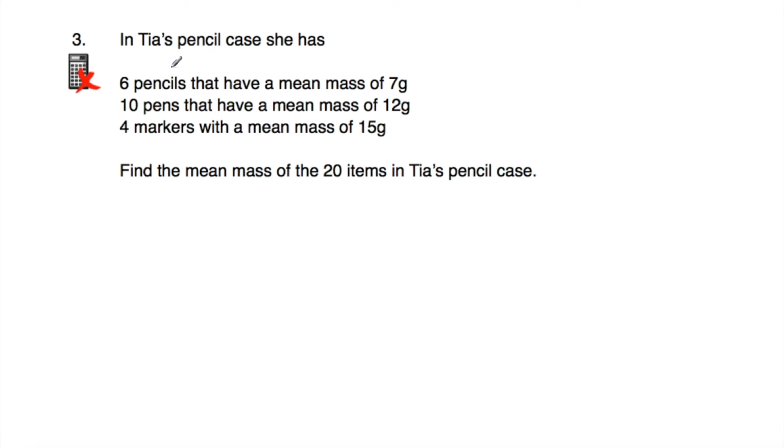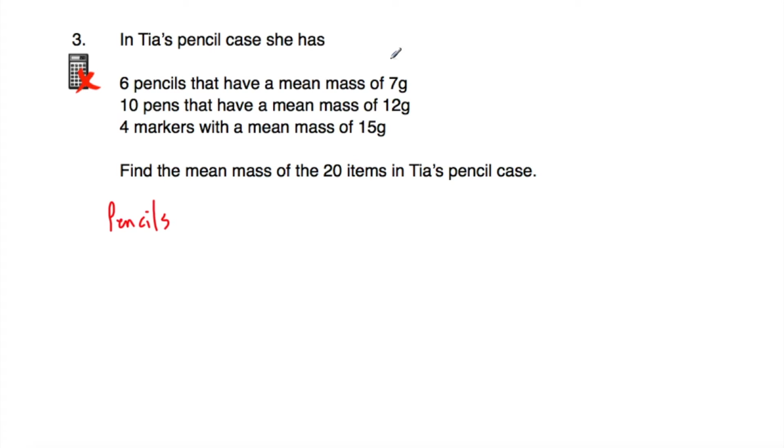Question number 3 says, in Tia's pencil case, she has 6 pencils that have got a mean mass of 7 grams, 10 pens that have got a mean mass of 12 grams, and 4 markers that have got a mean mass of 15 grams. And the question says, work out the mean mass of the 20 items in Tia's pencil case.